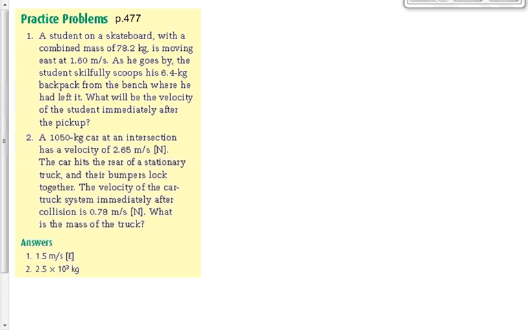Okay. That's a good observation. That's a good prediction as to what's going to happen, and it's a solid prediction. It's not one of those, I think this is going to happen. We know this is going to happen. The velocity of the system after he picks up the backpack is going to be less. How come it's going to be less?